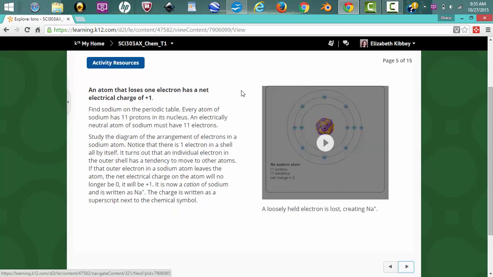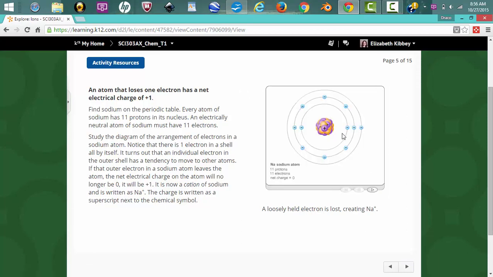Okay, an atom that loses one electron has a net electrical charge of +1. So let's watch this video. Well, before, just a sec.